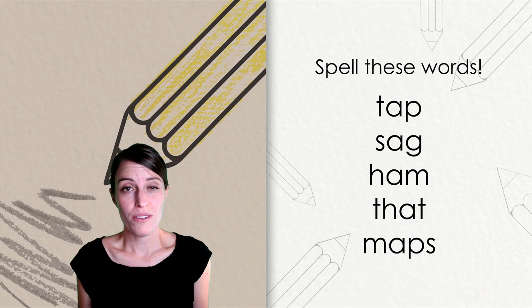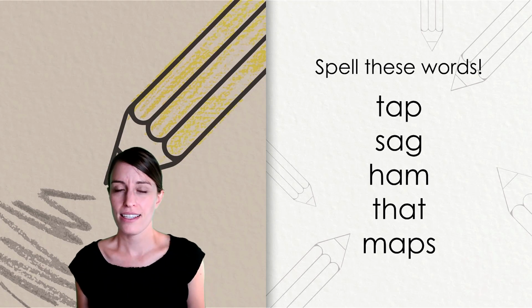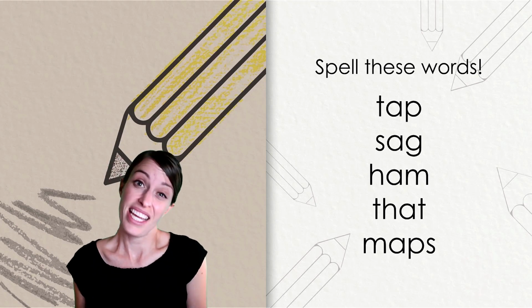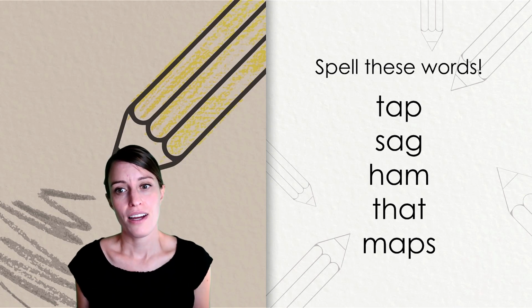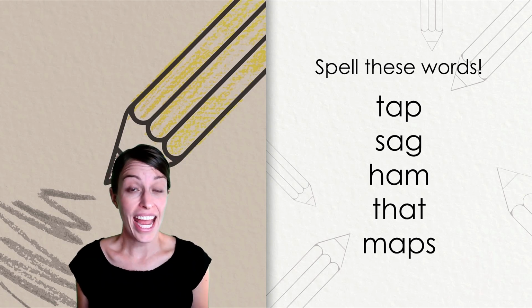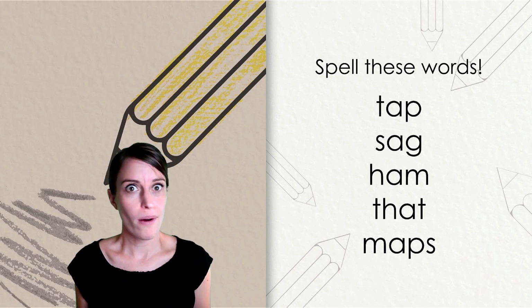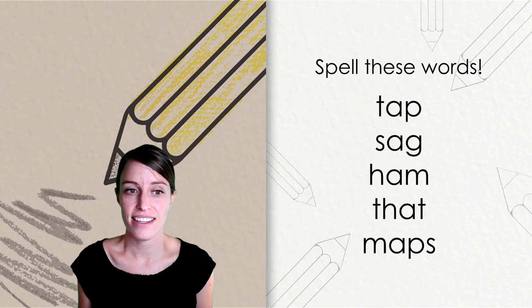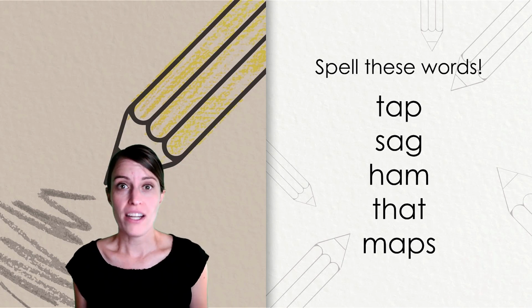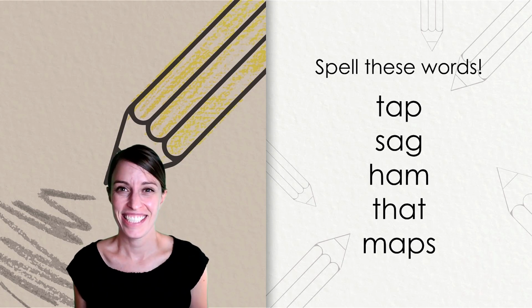How did you do? If you got any of them wrong, take a look at what letter you missed. Was it a letter at the beginning of the word? Was it the final sound? Or was it that short vowel A in the middle? There was also that tricky word with the digraph TH in the word that. Think about what challenges you had, and that way we can keep working on it.